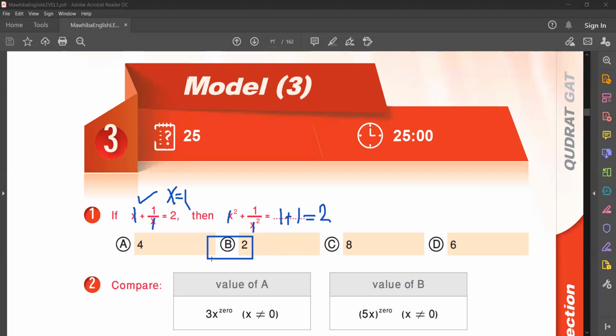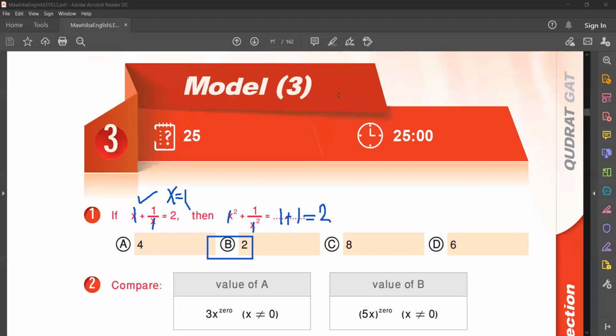You see? Is it clear, my student? The answer is right, 2. Okay. Is it clear?